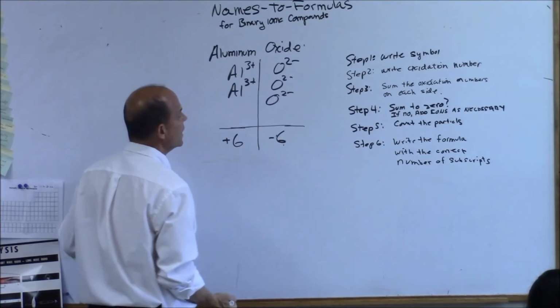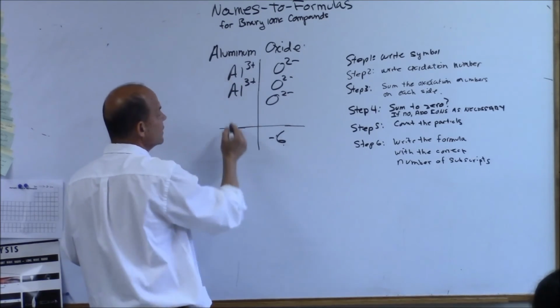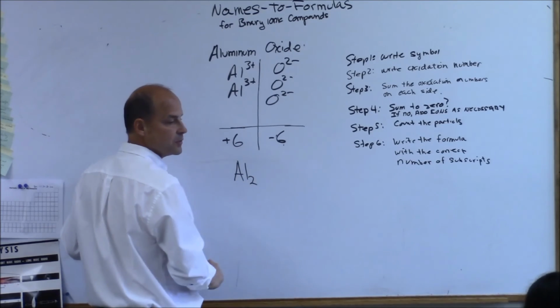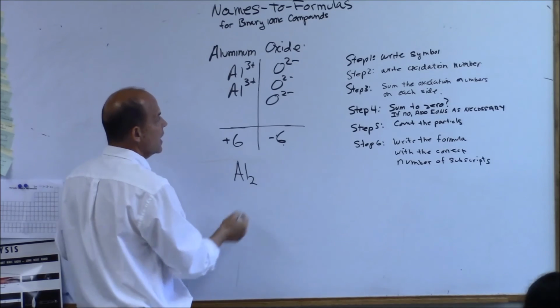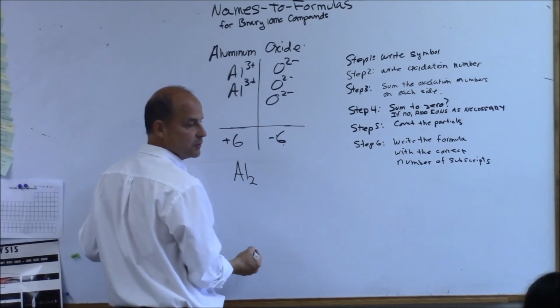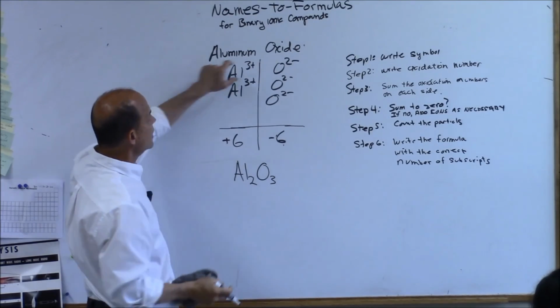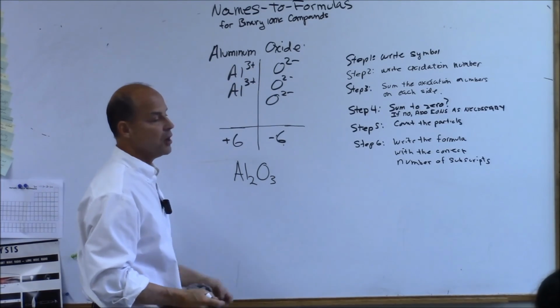We're done. All right, Anjali, how many times did I write the aluminum symbol? 2 times. So I write Al and I use a subscript to indicate that I wrote it twice. How many times did I write the oxygen symbol? 3 times. So O subscript 3. Aluminum oxide's formula is Al2O3.